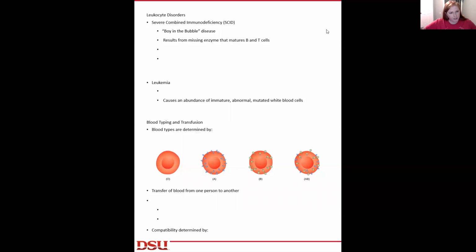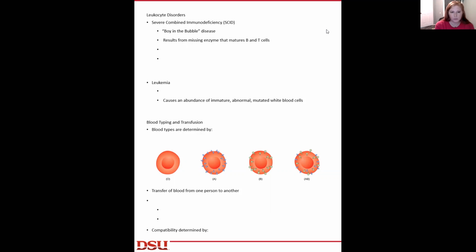Leukocyte disorders, there's something called severe combined immunodeficiency, or SCID. This is the boy in the bubble disease in the 80s and in the early 90s. I'm going to look up the dates on that specifically. But basically, that's kind of what there was. A boy had this disease and would catch anything and everything that came along. And so in order to keep him in a sterile environment, he essentially lived in a bubble.